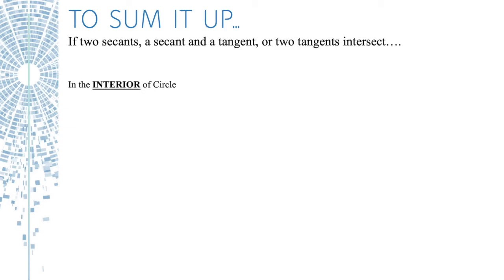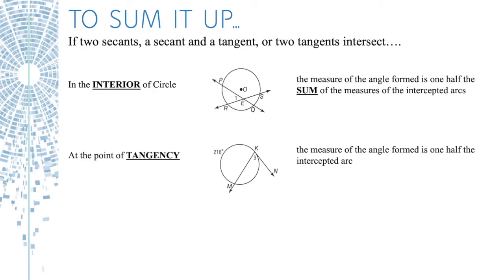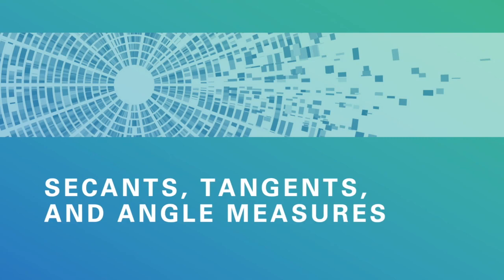So to sum it up, if two secants, a tangent and a secant, or two tangents intersect in the interior of a circle, then the measure of the angle formed is 1/2 the sum of the measures of the intercepted arcs. If they meet at the point of tangency, then the measure of the angle formed is just 1/2 the intercepted arc. If they meet in the exterior of a circle, then the measure of the angle formed is 1/2 the difference of the measures of the intercepted arcs. So in this lesson, you just have to figure out where the two lines intersect, inside, on, or outside. Then you know the relationship.